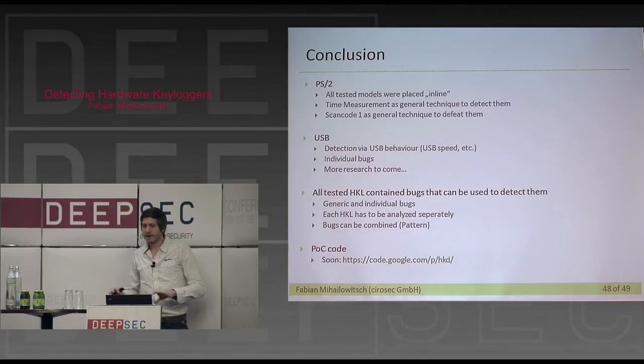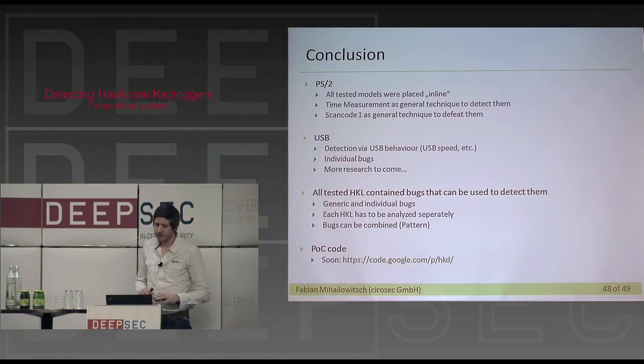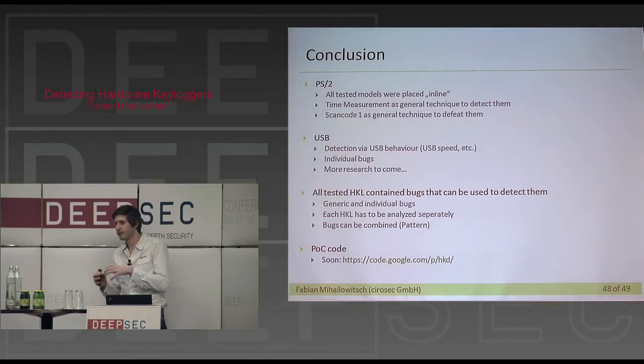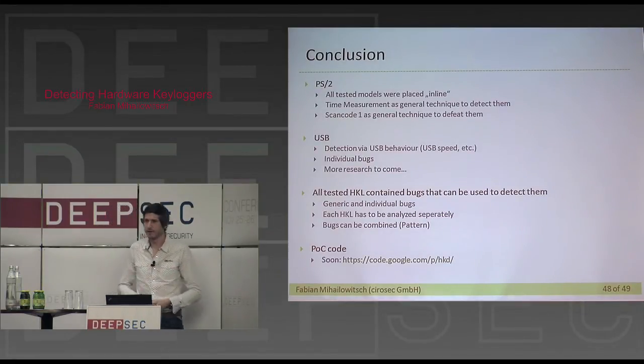What you can say as a complete conclusion: all keyloggers I got into my hands could be detected. There were generic bugs, there were individual bugs. Once you combine them, like for example I showed you for the Keyghost USB keylogger, you have like 3 techniques to detect it, and if you combine them, you can create a pattern to ensure it really is present and it's not a false positive, and maybe you can even say which model is present.